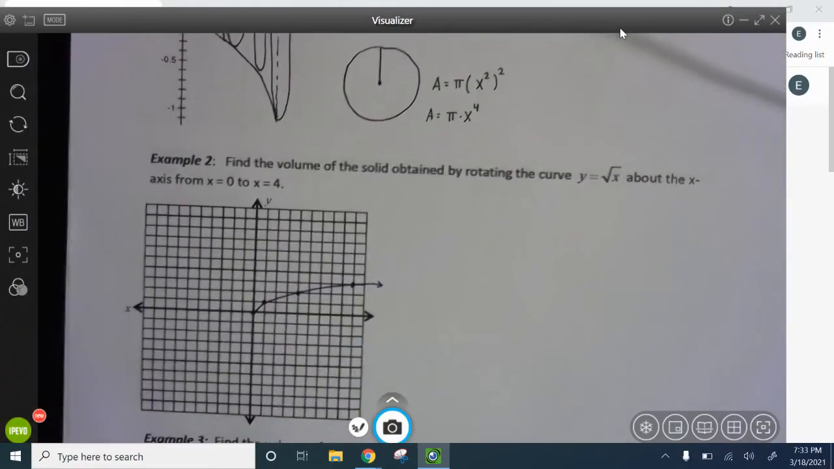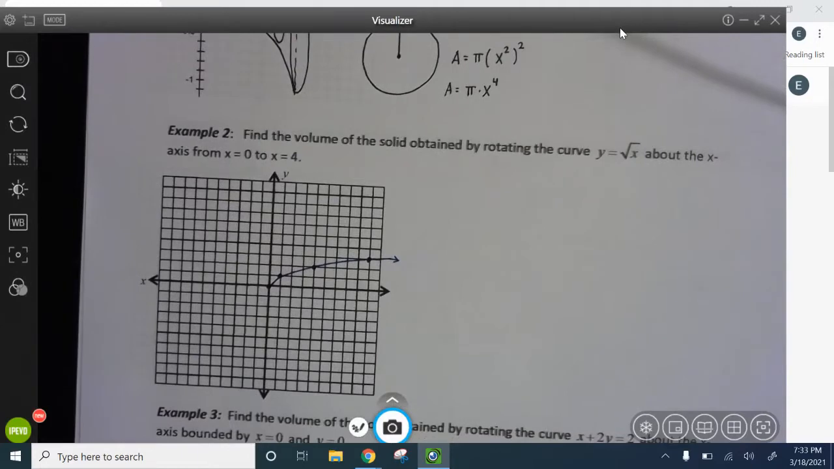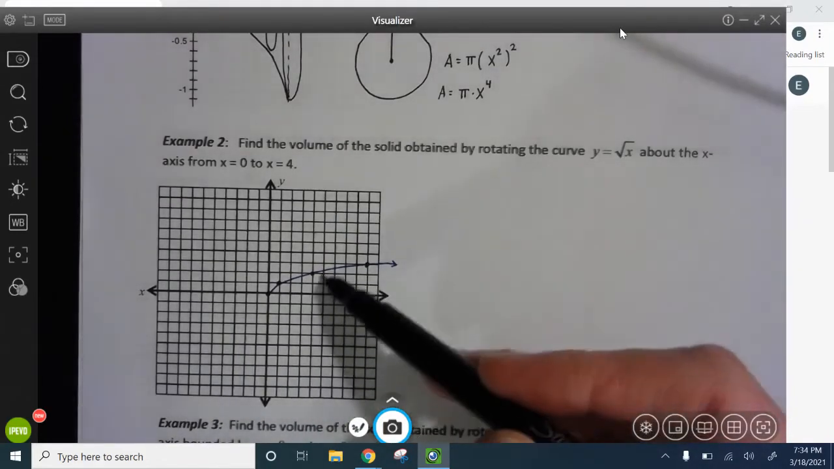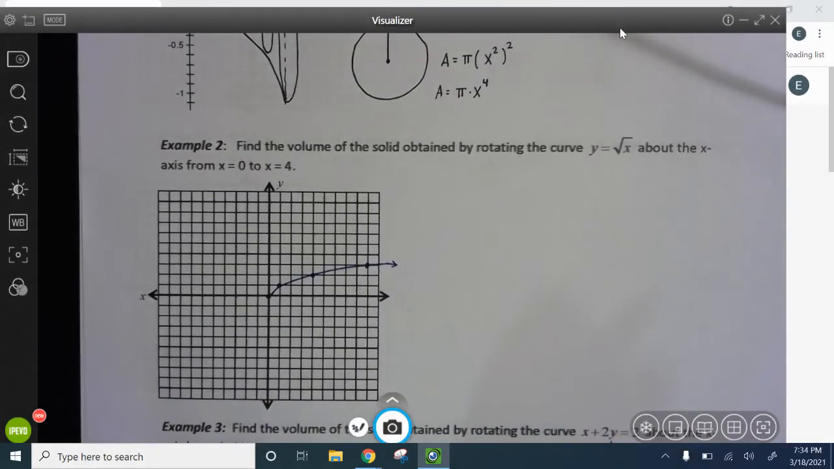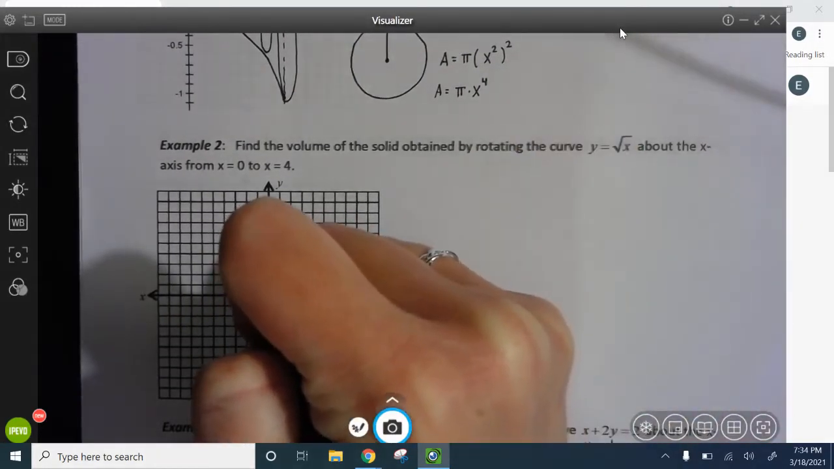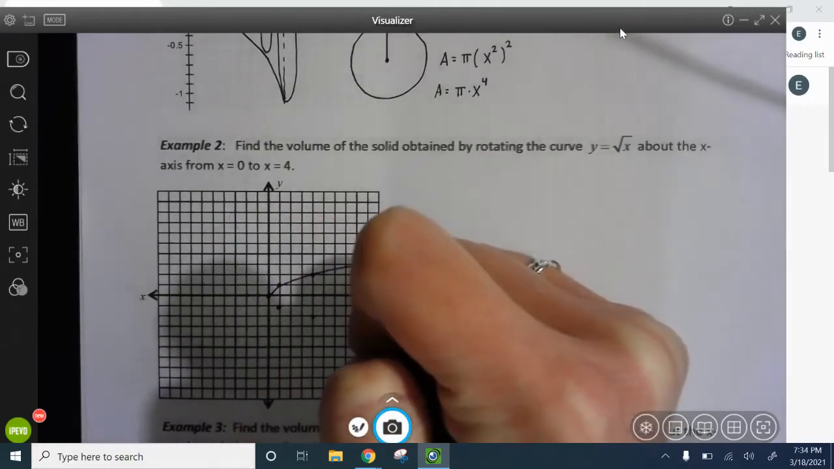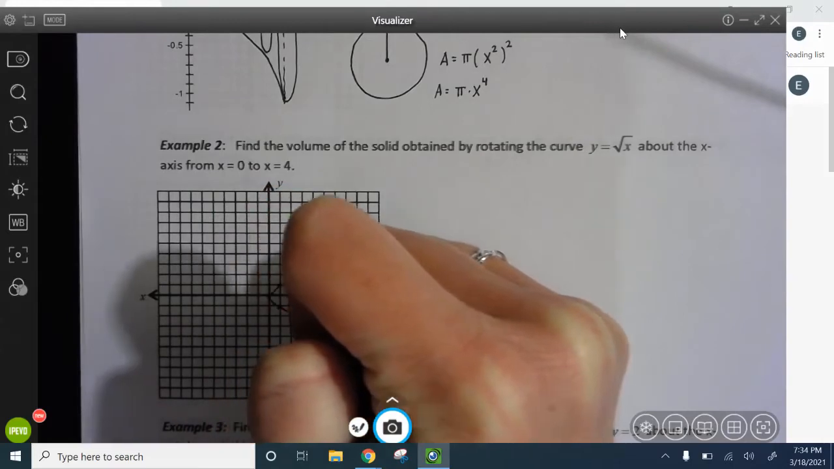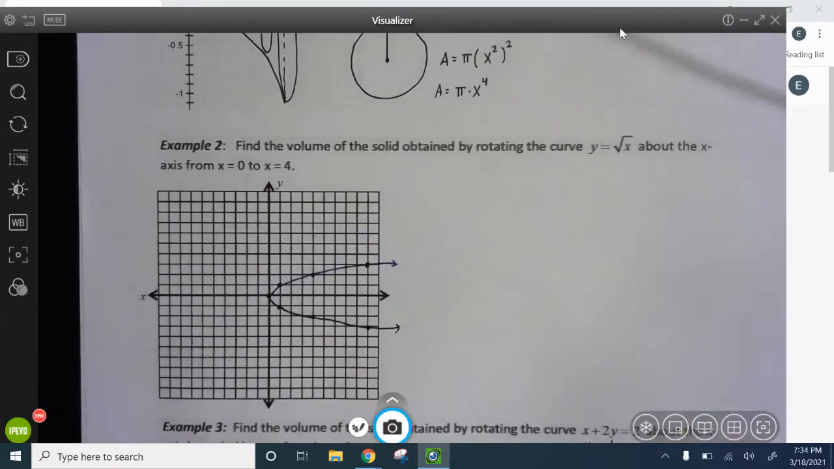So the next one, I already graphed this curve in just to save some time. We're looking for the volume of the solid obtained by rotating the curve y is equal to the square root of x about the x-axis from the x value of 0 to the x value of 4. So if I were to take this region and again rotate it about the x-axis, this is like the animation that I'd showed you before. If I translate these points down here, the other part of my curve is going to look something like that.